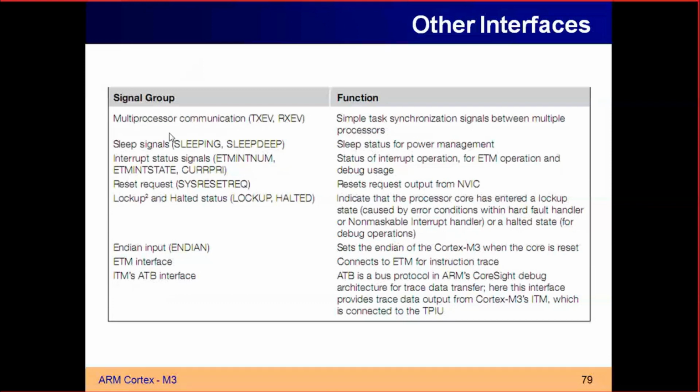Right. First one is multiprocessor communication. It is used for task synchronization between different processors. If you have multiple processors, you will be using these pins, these lines. Then sleep signals are there, which show the status of sleep operation. Then interrupt status signals are there. They show the status of interrupt operation of ETM and the debug peripherals. Right. Then a reset request signal is there. It is a reset from NVIC. Then other lockup signals are there.